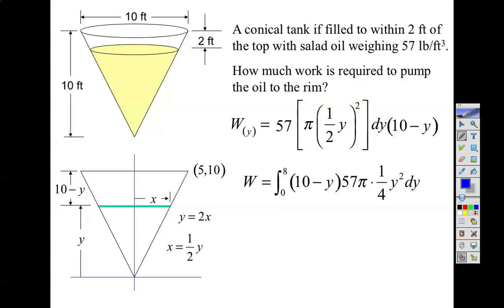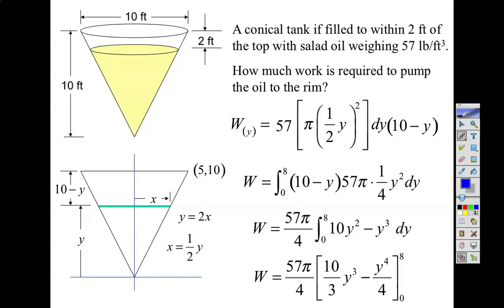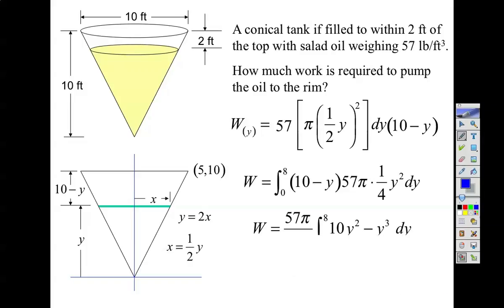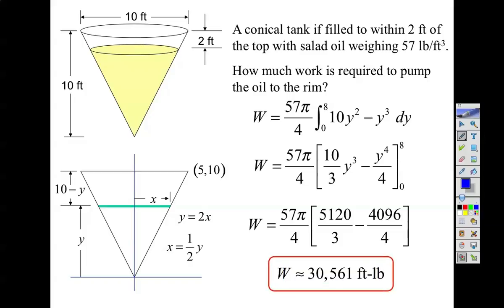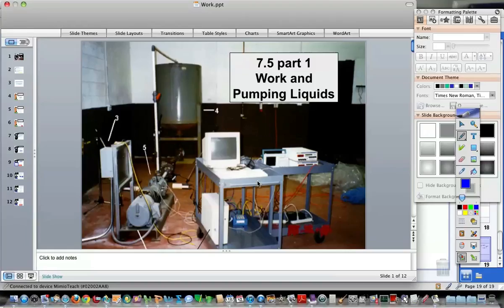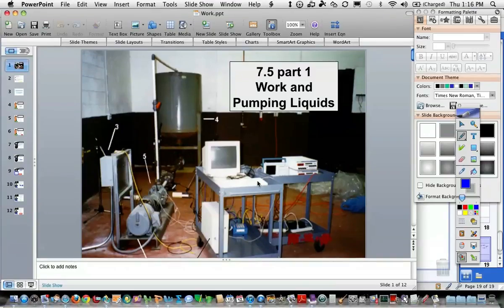So very, very similar situation. A little more difficulty because the slice is a changing amount. They go through all the rigmarole here, but that brings back memory. All right, 30,561 foot-pounds. All right, very good. So you're not going to have all of those on the quiz. I'll pick one. I'm not going to tell you which one, or maybe two.